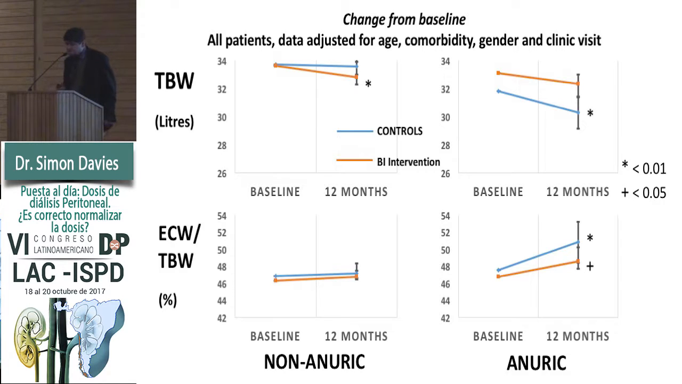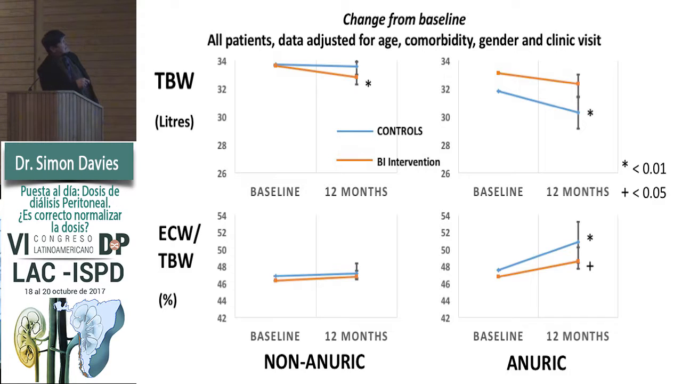This is to illustrate the problem of muscle wasting that you get in PD patients. So this is taken from a trial that we did some years ago, published last year, looking at the value of bioimpedance to help manage fluid status longitudinally in PD patients. This was a randomized trial, and I'm not going to go through the data in detail, but I wanted to show you some of the findings of this study because they are relevant to our discussion today.